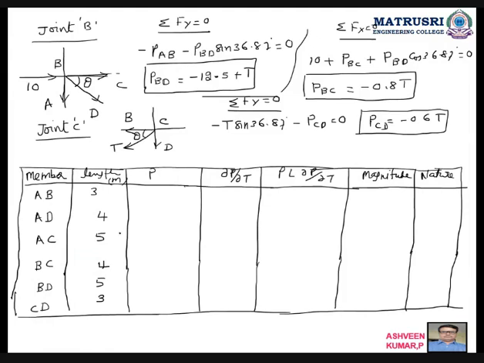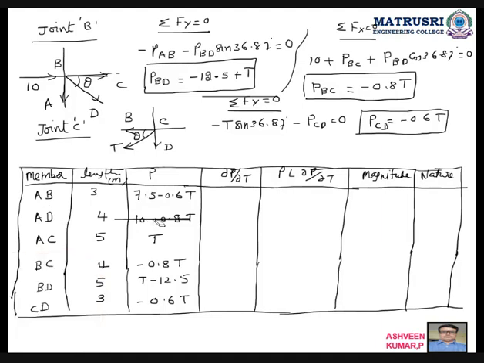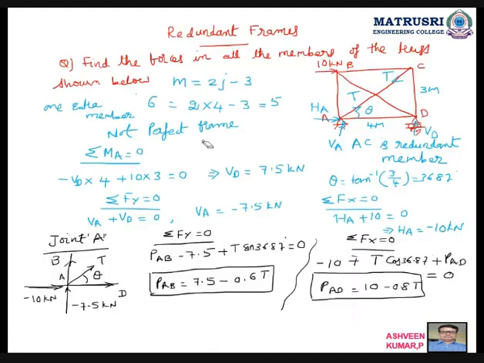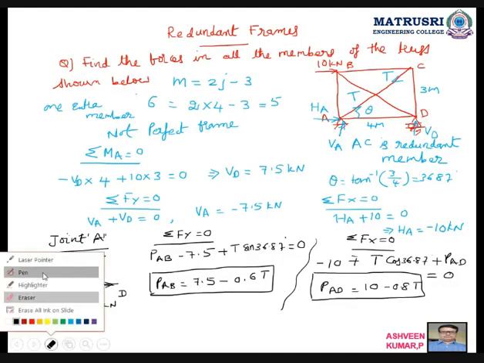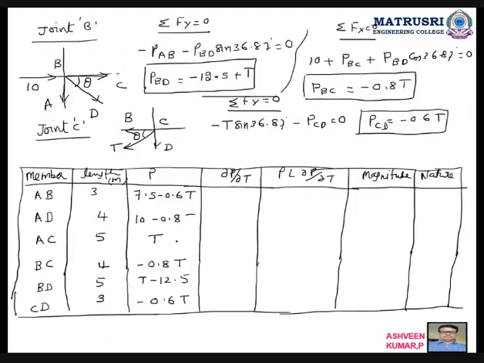So that is AC and BD. Then P, whatever the P you got, you write down: 7.5 minus 0.6 T, then 10 minus 0.8 T, then this is T, this is minus 0.8 T, this is T minus 12.5, this is minus 0.6 T. Whatever I got, everything I have taken in the same way as whatever we have in the boxes.